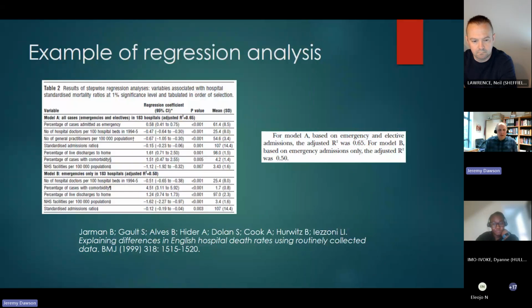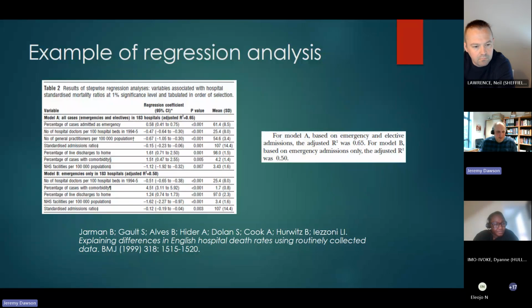Let me just briefly give you an example from the literature, so we can check that we understand what this means. This is an extract from a paper by Brian Jarman and colleagues, published in the British Medical Journal quite a while ago now, 1999, which is, gosh, 25 years. But I think I still use it as an example because it's really helpful for understanding. And in fact, what they did is they fitted two different models here.